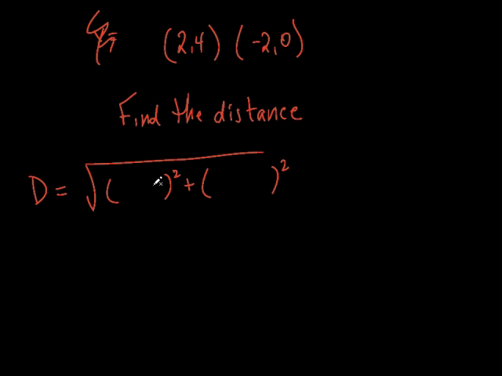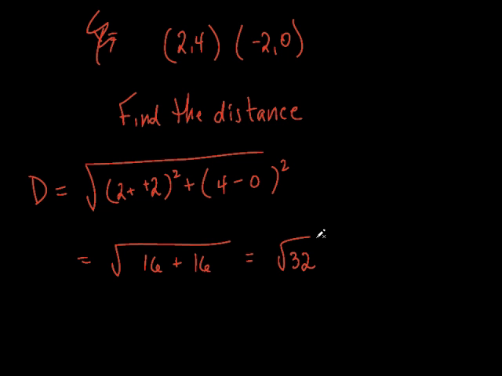So what do we do in here? We subtract the x's and we subtract the y's. So let's subtract the x's. 2 minus negative 2. And subtract the y's. 4 minus 0. Let's see what we get inside of here. This is plus and plus. That's a 4. Let's do this in our head. 4 squared is 16. And this 4 squared is also 16. And so you get the square root of 32.